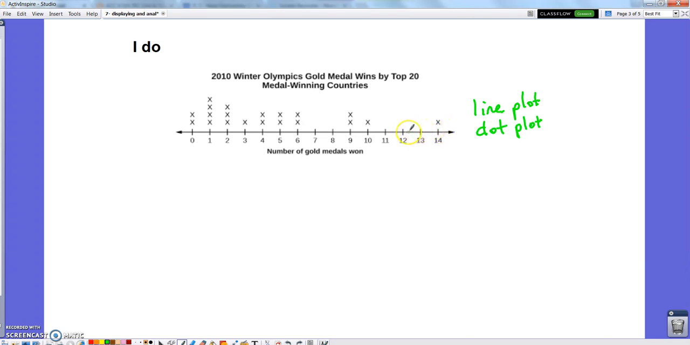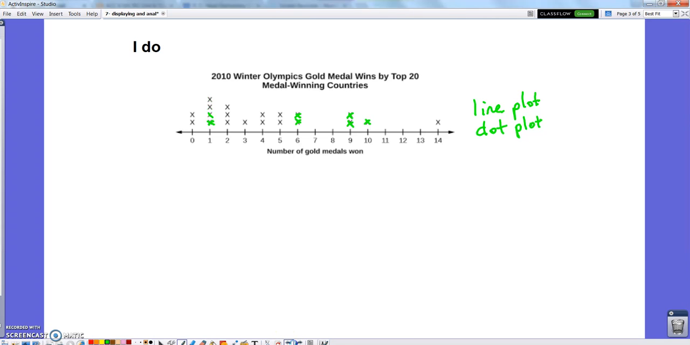No countries won 13, no countries won 12, no countries won 11. One country won 10. 2 countries won 9 gold medals. None won 8, none won 7. 2 won 6. 4 got 1. And that's what, so each of these X's above that number means one country got that number. And just in case you remember how those work.